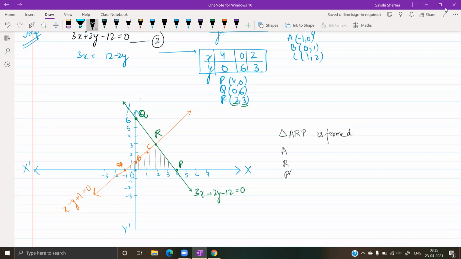And I guess we have the coordinates for all of these already. Point A is -1, 0. Point R is 2, 3. And point P is 4, 0. So right here, actually, ये तीनों जो आपके पास vertices बने हैं, ये solutions थे. तो already आपके पास इनके coordinates थे. You might have to read the values from the graph itself.